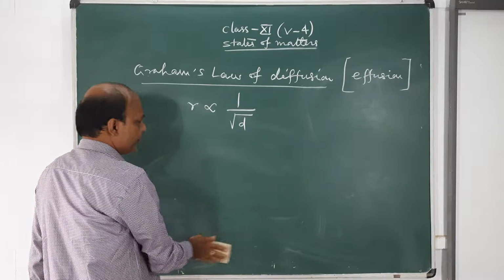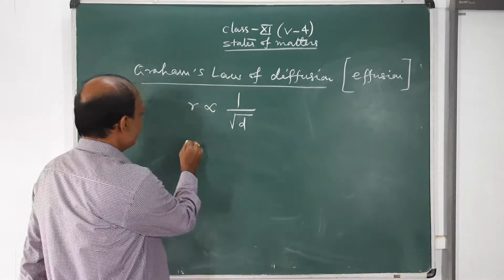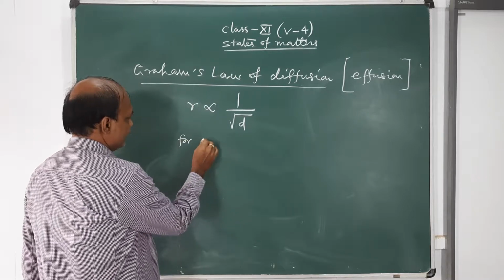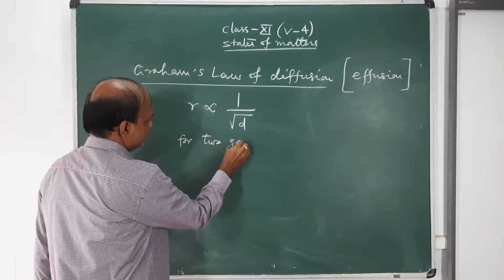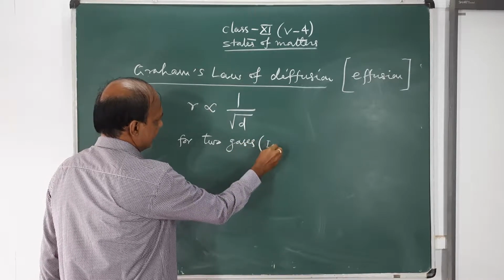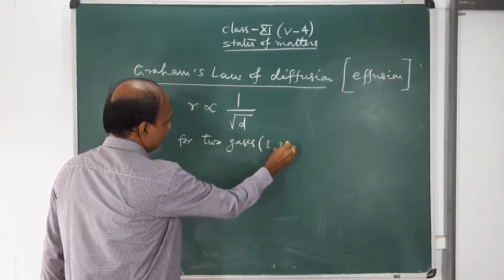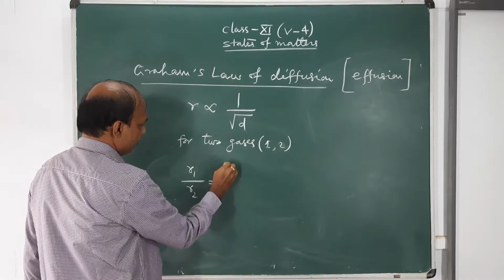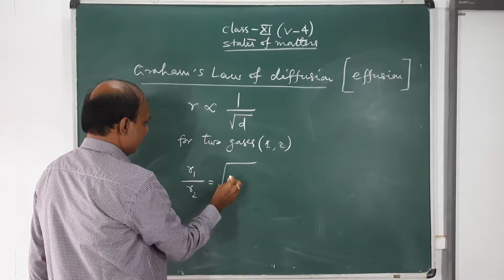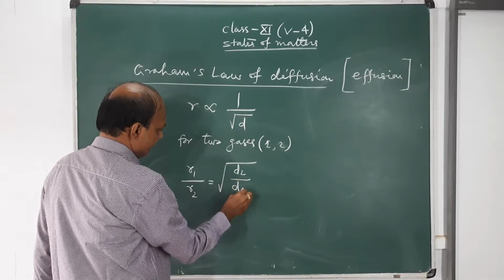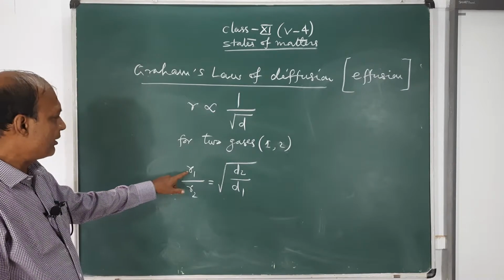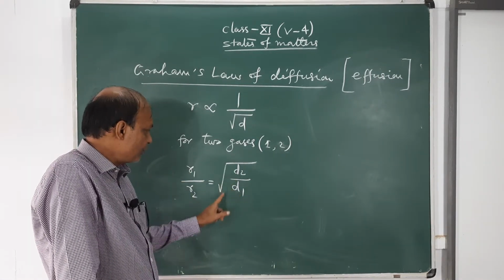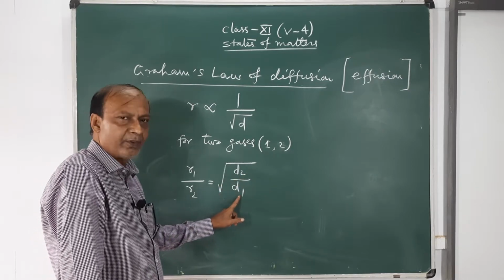As you know, if we talk about vapor density, you can write for two gases, gas 1 and gas 2, R1 by R2 is equal to root under D2 by D1. That means the rate of diffusion of the first gas by the rate of diffusion of the second gas equals root under the density of the second gas by the density of the first gas.